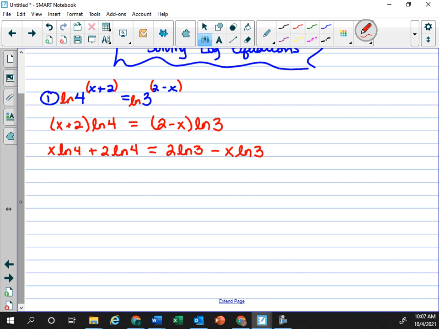Okay, this is where you have to remind yourself what you're actually solving for. We're solving for x. So I want to make sure I have everything that has an x in it on one side and everything that doesn't have an x in it on the other side. So I'm going to leave the x natural log of 4 here. But I'm going to bring over the minus x natural log of 3, so I'm going to add it to both sides. So plus x natural log of 3. And then equals, I can leave my 2 natural log of 3 there and move over the 2 natural log of 4, so minus 2 natural log of 4.